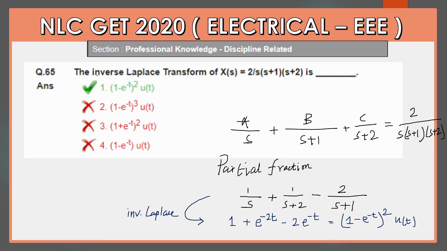Next question, it is asking the inverse Laplace transform of X(s) equal to 2 by s into s plus 1 into s plus 2. So if you do partial fraction of this, you will get 1 by s plus 1 by s plus 2 minus this, you will get. Then you can easily find the inverse Laplace of this. So you will get this option.